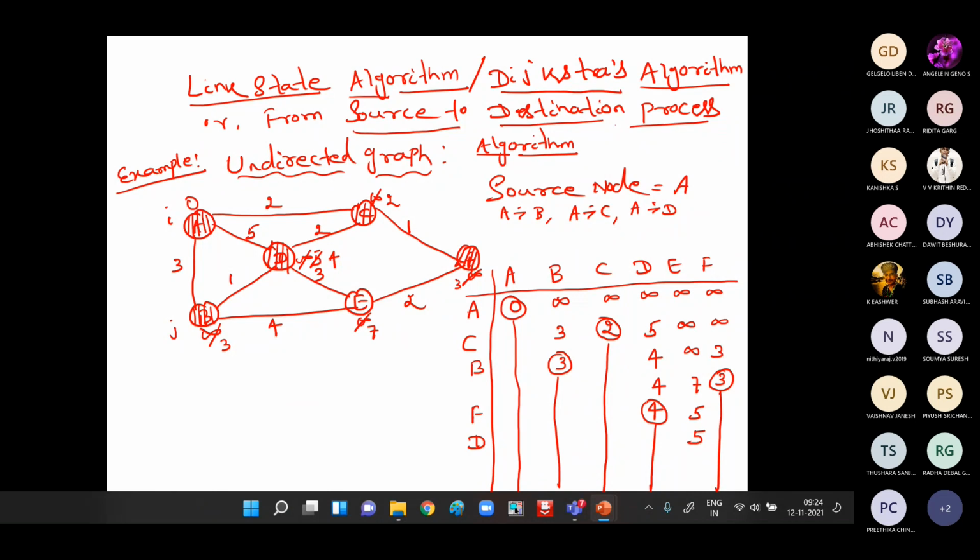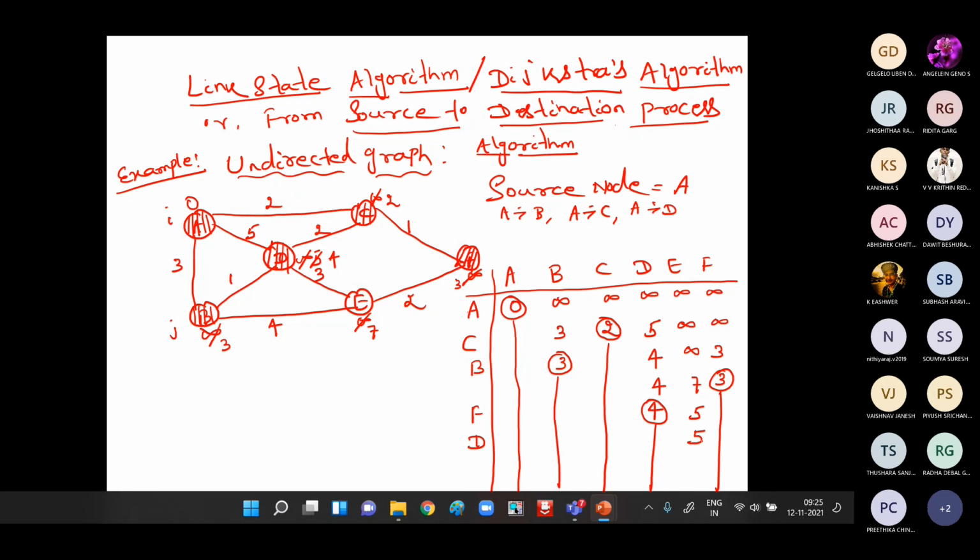Okay, once again I am repeating this state. The cost of D is 4 and the distance of D is 4. The cost between D and E is 3. 4 plus 3 is 7. But which one is the previous value? 5 is there. So 5 is less than 7. So as per the condition I have given earlier, we have to pursue the previous lesser value only. So 5 is less than 7. We have to pursue the 5 only.